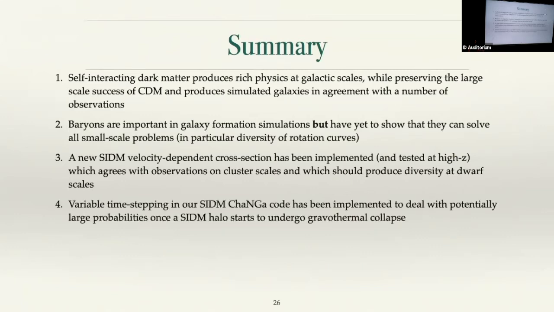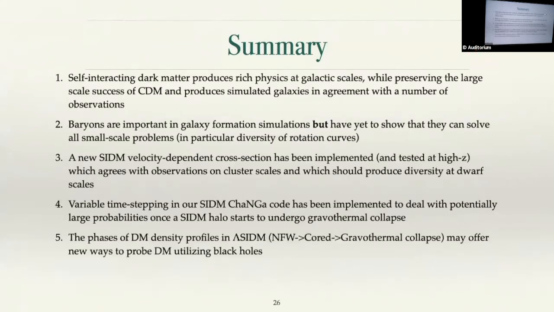And Tom and I also worked on implementing variable time stepping into ChaNGa, so that when you do get gravothermal collapse, you're going to get these really large probabilities, because the probability of interaction is proportional to how much dark matter is around. And so if you have gravothermal catastrophe, your densities are really large, and so your interaction rate is going to go up. And so you're going to need to be able to take proper time steps to account for all of the SIDM scatterings.